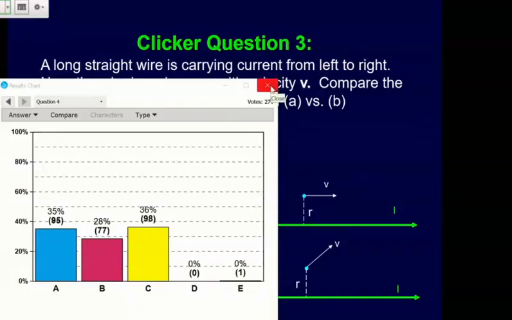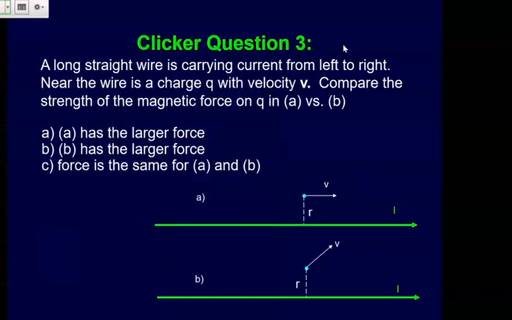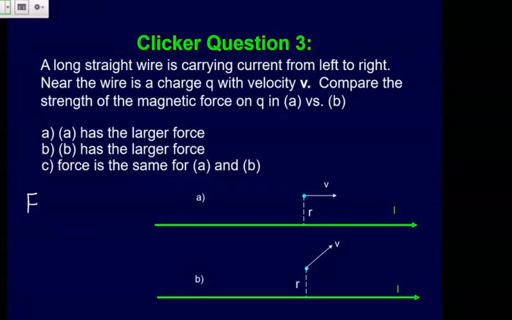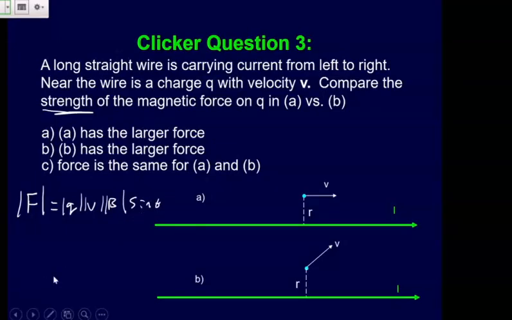Okay, so that's good. This is the teachable moment, right? So if you go back, our definition for the force here was this cross product. And one way to write out the magnitude of the cross product, which is what we're looking for, the strength of it, is the magnitude of the charge, the velocity, the magnetic field times sine of the angle theta. So the big question here is the sine of the angle theta. Anybody remember what that theta is the angle of?